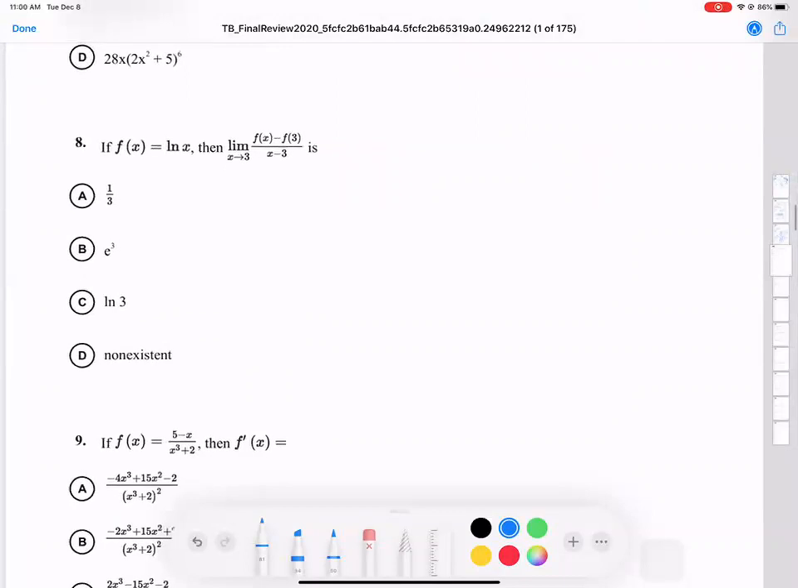Okay, this one is a little bit different. They want us to go ahead and try plugging it in, maybe. So, limit of ln of x minus ln of 3 over x minus 3.